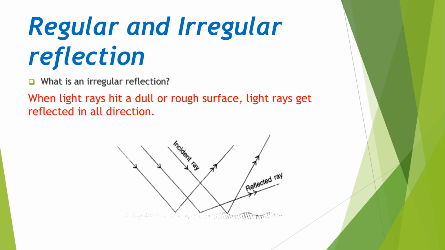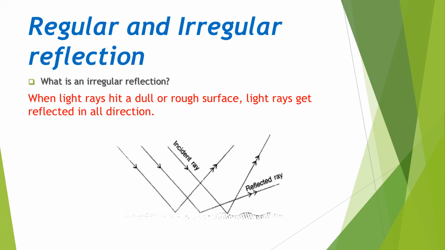Yes, when light rays hit a dull or rough surface, light rays get reflected in all directions. Look at the picture very carefully. In that picture, we can see the incident rays and the reflected rays are not parallel and they reflect in all directions. So, when there is an irregular reflection, the light rays hit a dull or rough surface, and the light rays get reflected in all directions.